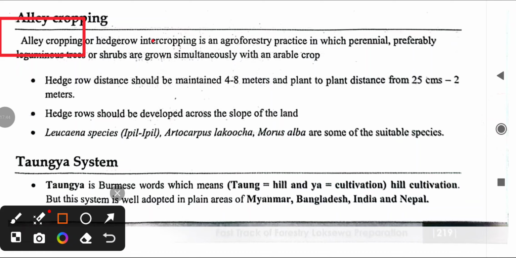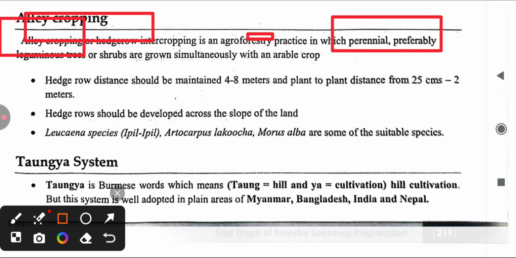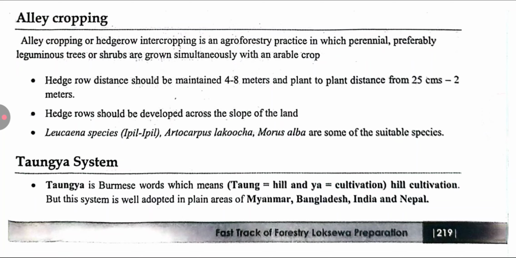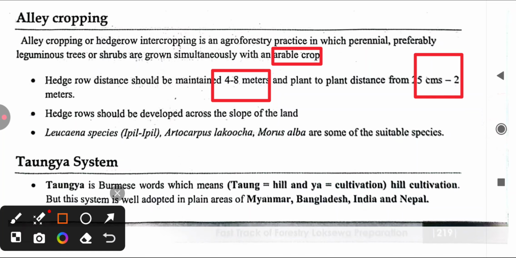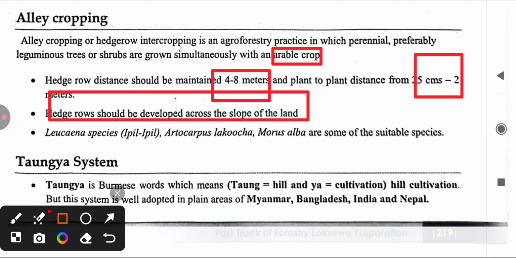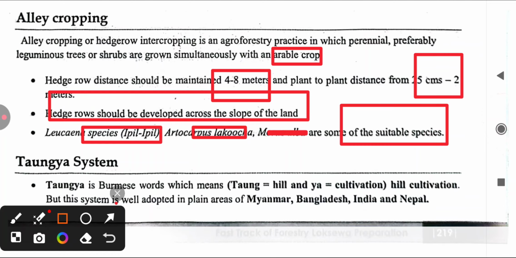Alley cropping, that is, hedgerow intercropping, is an agroforestry practice in which perennial, preferably leguminous trees or shrubs are grown simultaneously with arable crops. Hedgerow distance should be maintained at 4 to 8 meter, and plant-to-plant distance from 25 centimeter to 2 meter. Hedgerow should be developed across the slope of the land. Leucaena species, Ipil-ipil, Artocarpus lakoocha, Morus alba are some of the suitable species. Taungya system.